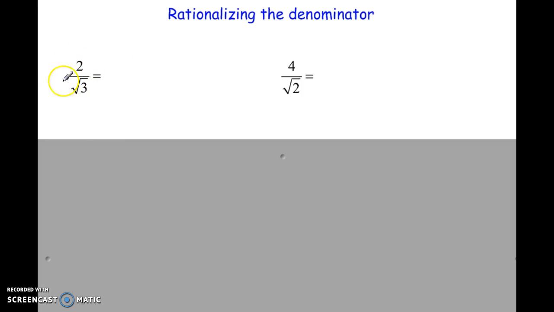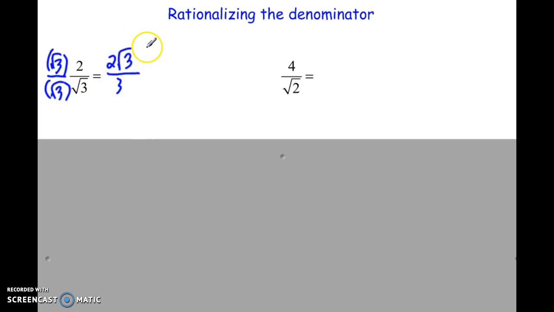So this one's not too bad. I think most students would know how to get that square root of 3 out of there. We have to multiply by something. If you multiply square root of 3 by, say, square root of 3, that should simplify pretty nicely. So in the denominator, you have square root of 9, or you could just say 3 there. And up top, you have 2 square root of 3. So we just transferred that radical from the denominator up to the numerator.